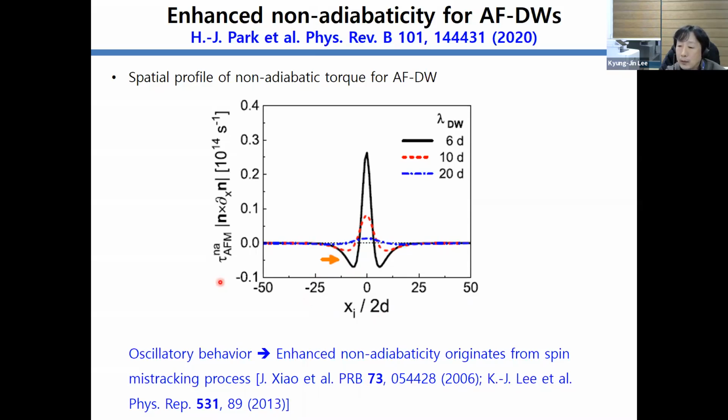So we thought that the enhanced non-adiabaticity originates from the spin dephasing process, and that is actually in line with the longer spin coherence lengths. They share similar physics.